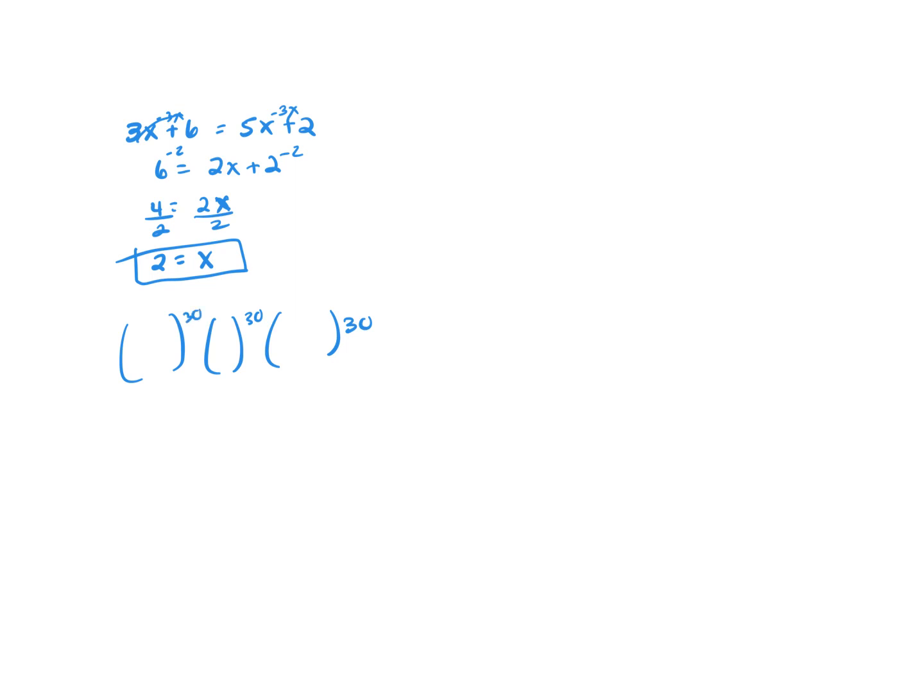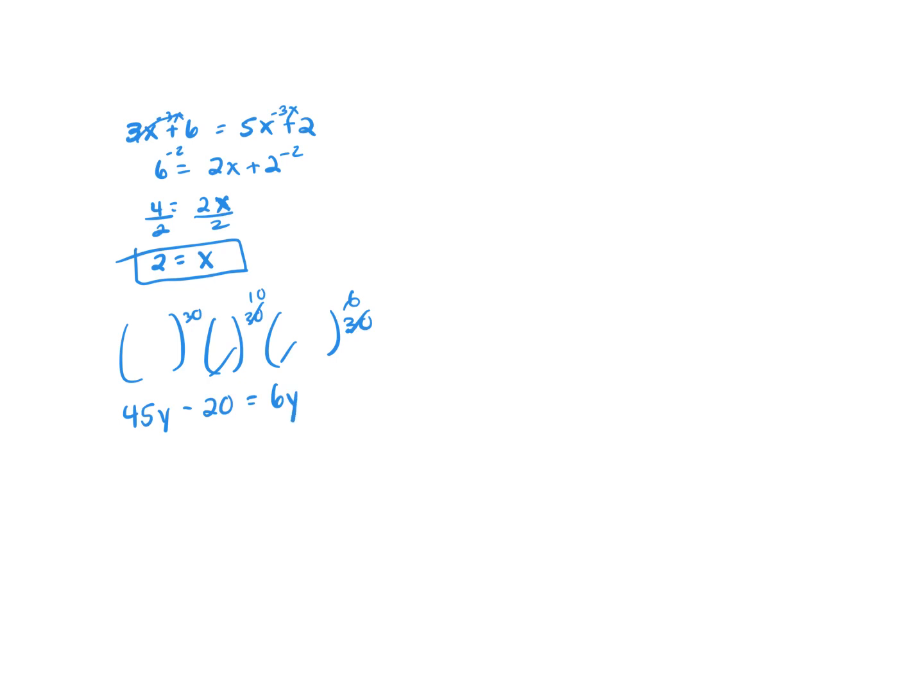And that will be, 2 will go into 30 15 times. 15 times 3 is 45y. Minus, 3 will go into 30 10 times, minus 20. 5 will go into 30 6 times, equals 6y.